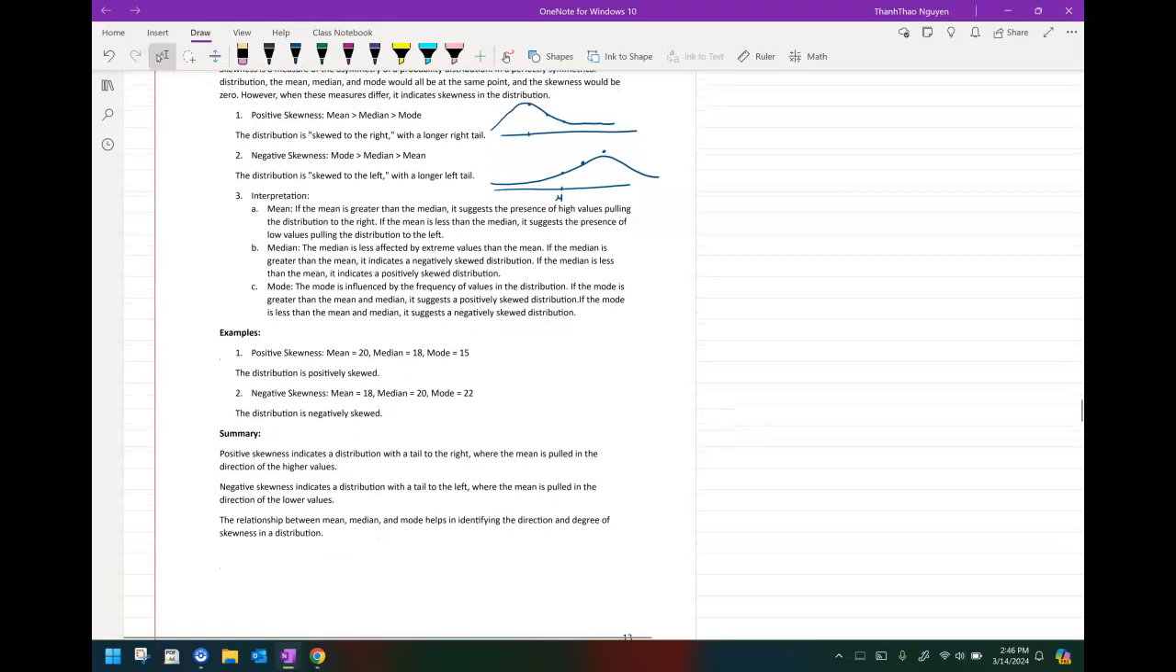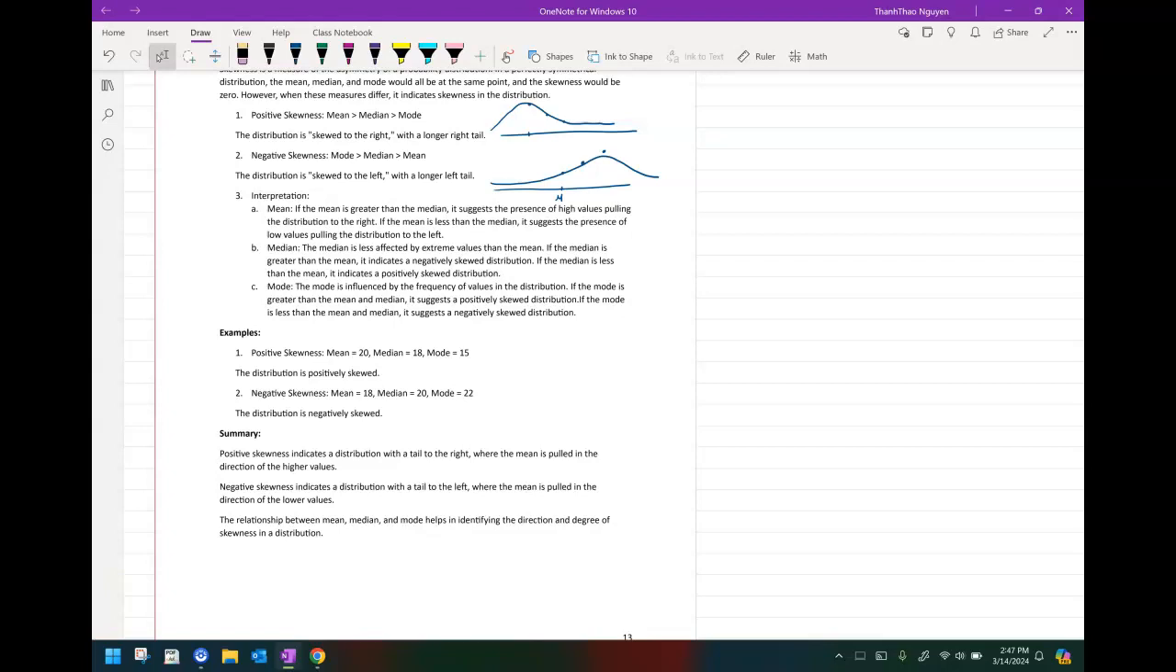Interpretation. If the mean is greater than the median, it suggests the presence of high values pulling the distribution to the right. If the mean is less than the median, it suggests the presence of lower values pulling the distribution to the left. The median is less affected by extreme values than the mean. If the median is greater than the mean, it indicates a negatively skewed distribution. If the median is less than the mean, it indicates a positively skewed distribution.